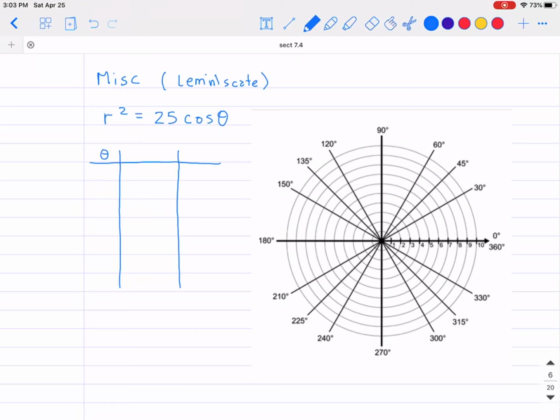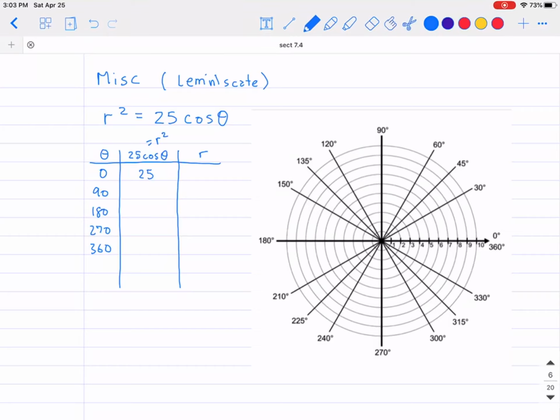So yes, I'm still going to choose values of theta, and fortunately, because there's no argument inside with the theta, that means we don't have to look at anything but the multiples of 90. So 0, 90, 180, 270, and then 360. And now for the next column, I'm going to write 25 cosine of theta, which normally I would write r, but because we're doing r squared, if I want to solve for r, I'm going to have to take the square root of it. So that's why I want to create that third column for the sake of r.